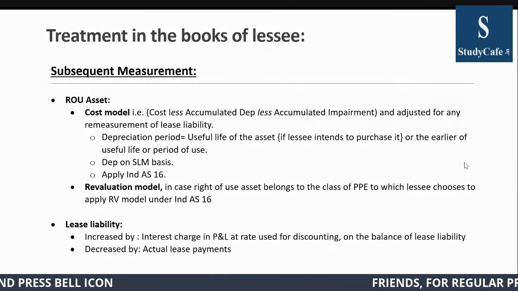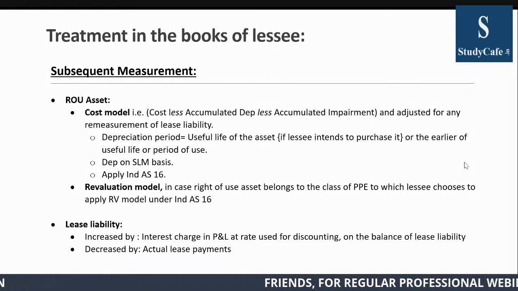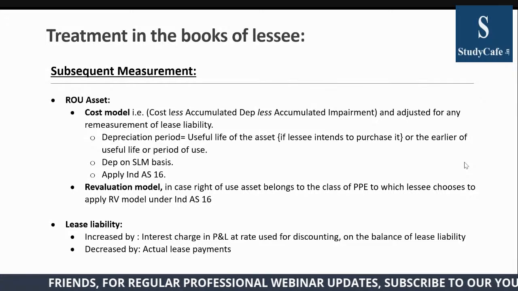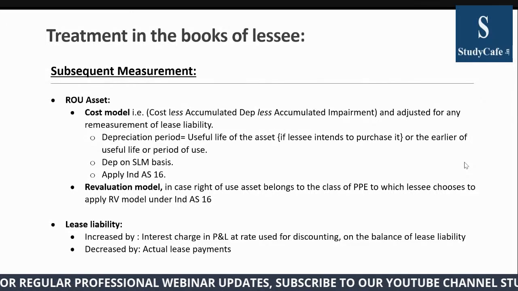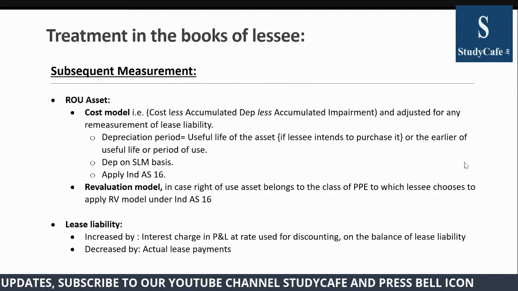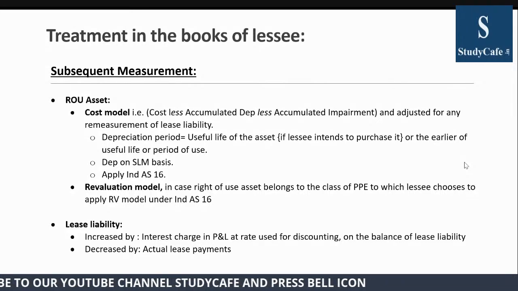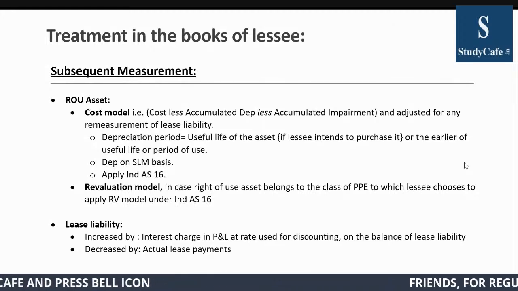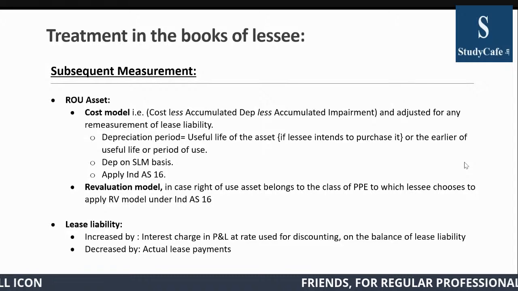Now, what happens with the lease liability? Obviously, we have recognized the lease liability at the initial recognition. So, the lessee will charge interest on the lease liability, and that interest charge will be recognized as finance cost in the P&L, and whatever the actual lease payment is done, it will be adjusted in the balance of liability. It is as simple as that.